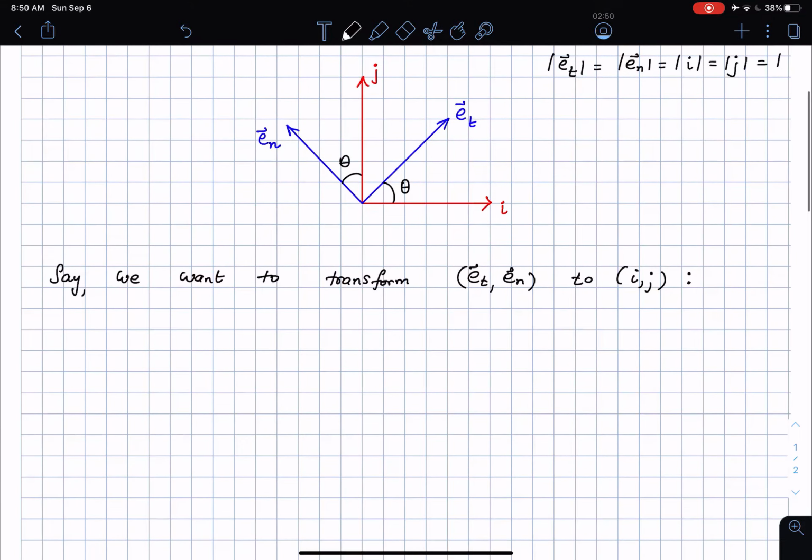Let me do the transformation here. Let's do this step by step. They're all orthogonal frames. I'm going to first consider et, i and j. So first consider et to i and j.